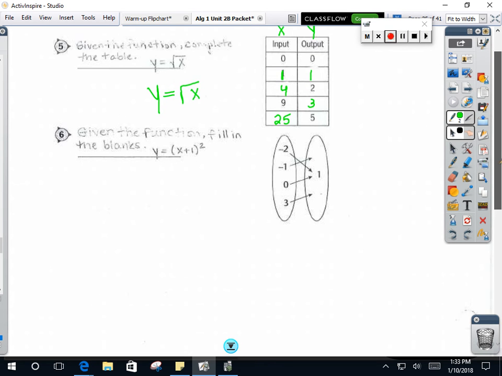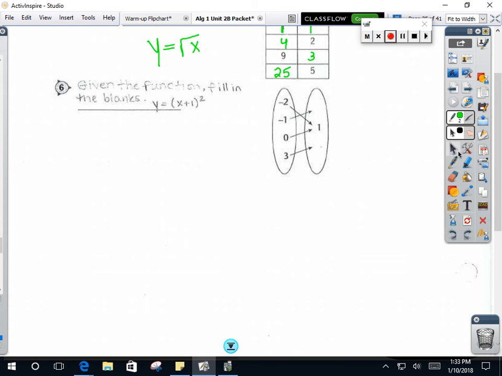Okay, number 6. This time you're going to be filling in a mapping diagram using this quadratic function. It's quadratic because it's squared. Okay, this is not a square root function. This is a quadratic function. Now, do we need to plug in a negative 2 right here? No. Why not? It's already paired up with a y value.